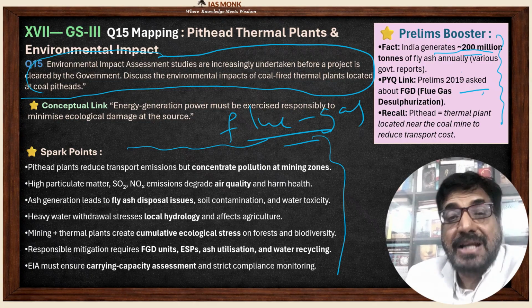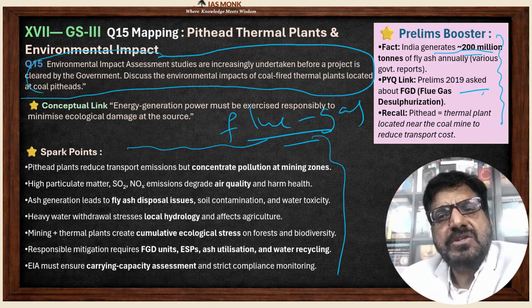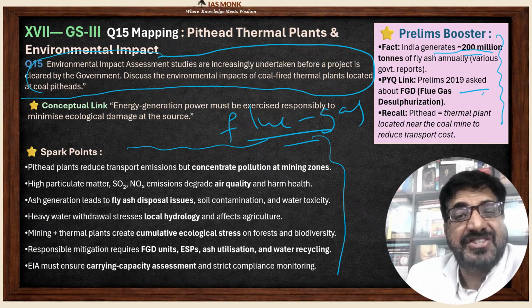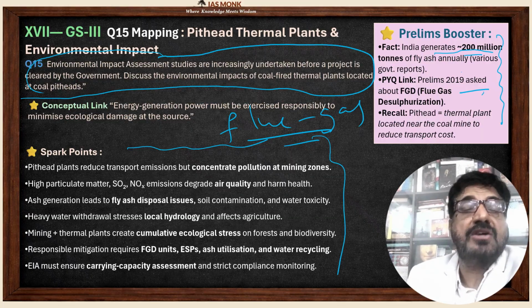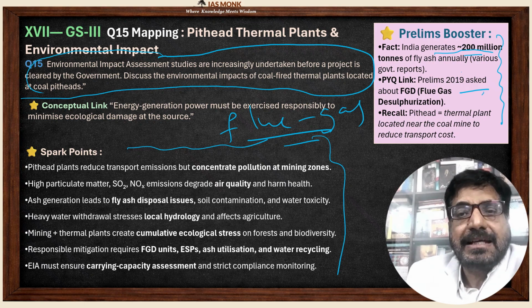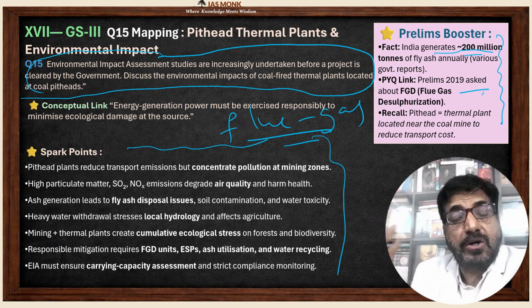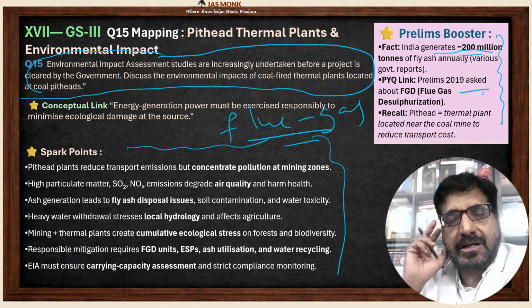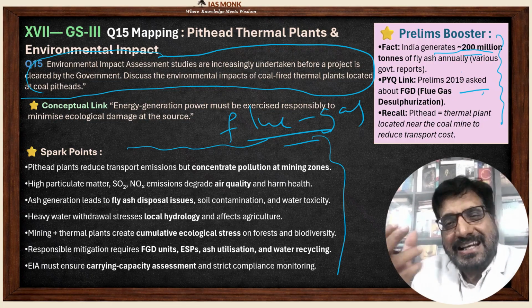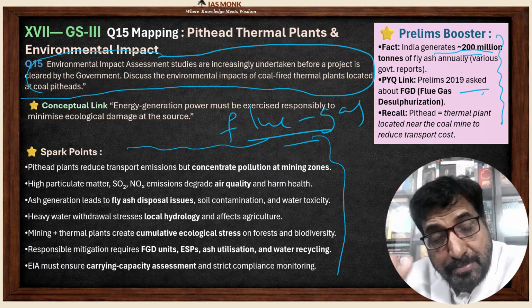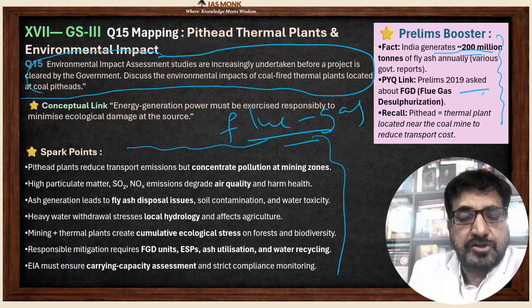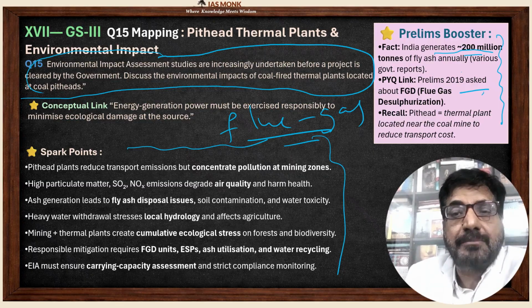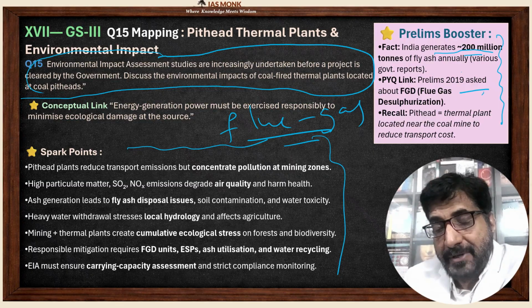Fly ash utilization. Water efficient cooling systems and zero liquid discharge norms reduce hydrological stress. Carrying capacity assessments ensure that the region is not pushed beyond ecological limits. So this question relates to our essay theme. How greater energy generation power demands greater responsibility to minimize environmental harm at the source and ensure sustainable development.